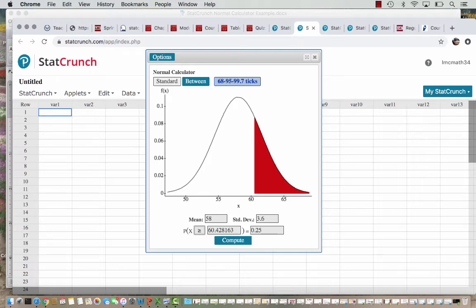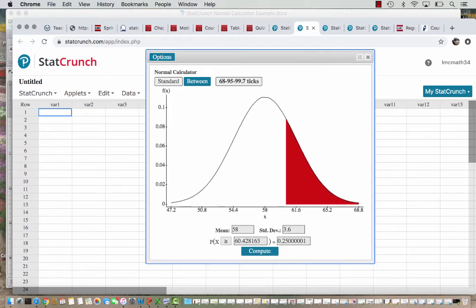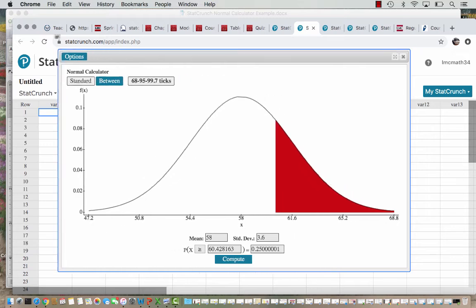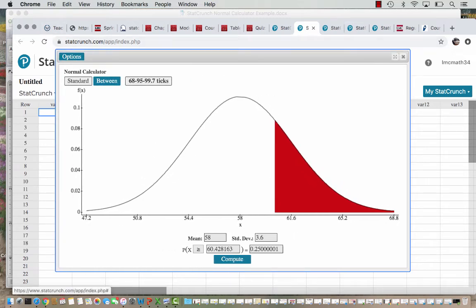Notice the default spacing here, StatCrunch just went ahead and spaced by 5s. If we'd like to see the 68, 95, 99.7 ticks, we can go ahead and click that. And if we want to make our calculator bigger so that it takes up our whole screen, you can stretch or go ahead and click this here to take up the whole screen. Let's go look at our second question.